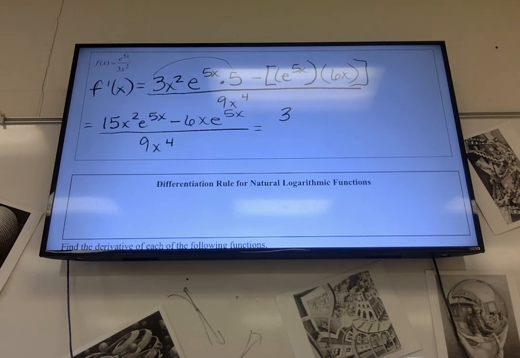Okay, so what can I factor out? A 3 and x and e to the 5x. Okay. So it leaves us with x e to the 5x minus 1. Oh, minus 2, yeah.